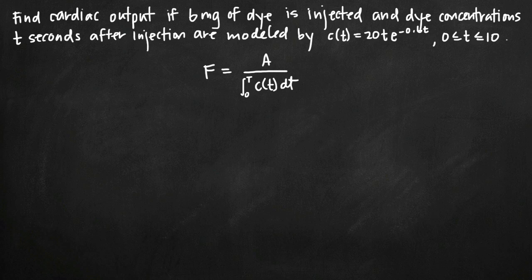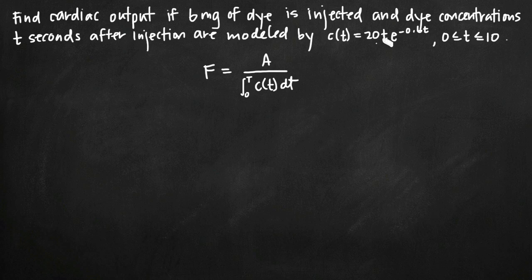Today we're going to be talking about the dye dilution method for measuring cardiac output. Essentially, the dye dilution method tells us that a particular amount of dye is injected into the heart. In our case, 6 milligrams of dye is injected. And we measure after the time of injection, at particular intervals, whether it's every second or every 2 seconds, the amount of dye that still remains in the heart.